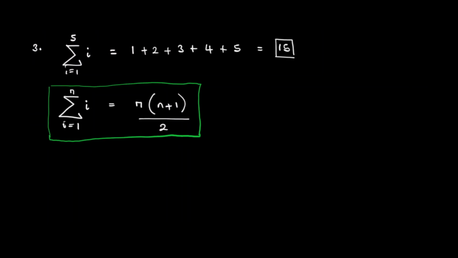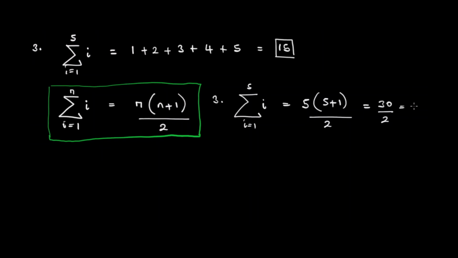Let us redo number 3 using this. In number 3 we want to sum up from 1 up to 5 of i. So this is going to be equal to n, and n here is the upper bound. So our n is 5. So it's 5, then 5 plus 1, over 2, which is equal to what? 5 plus 1 is 6. 6 times 5 is 30. 30 over 2, which evidently is going to be equal to 15.